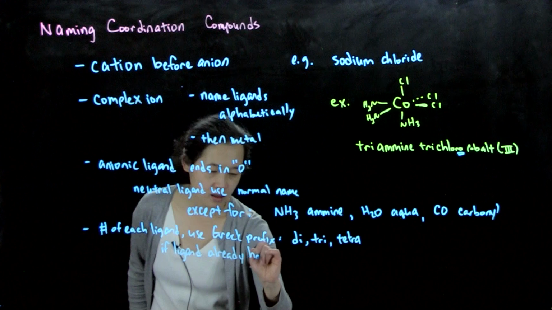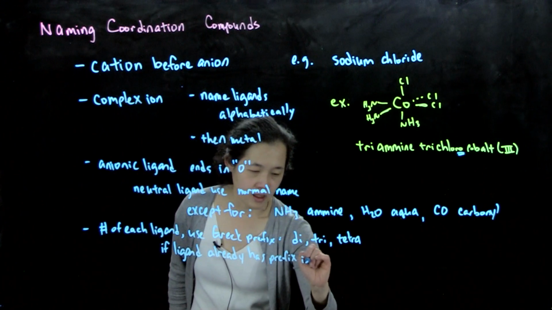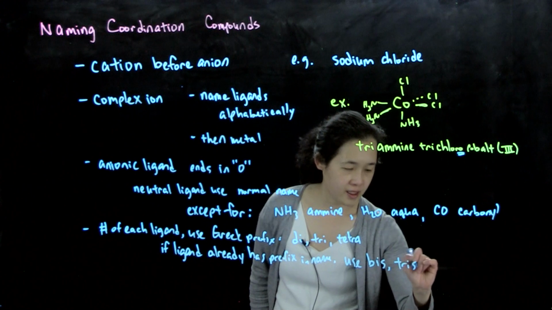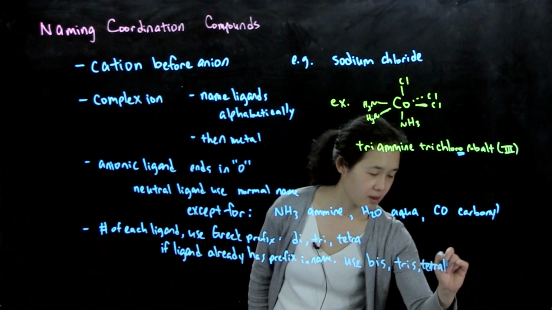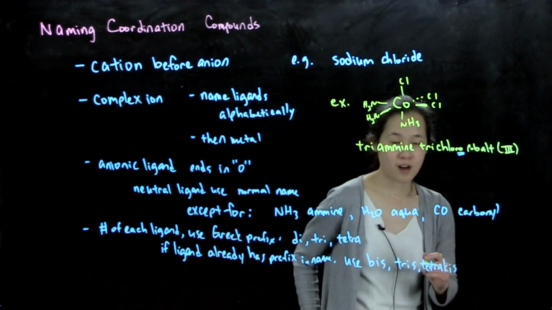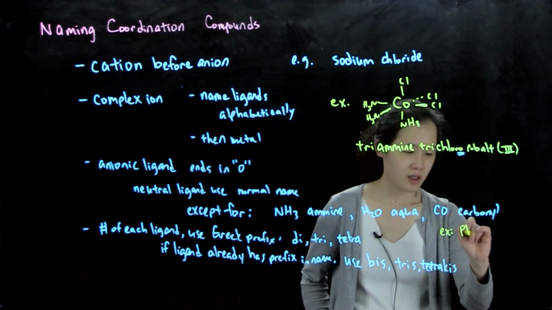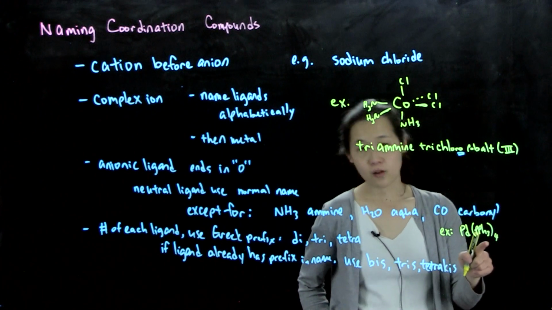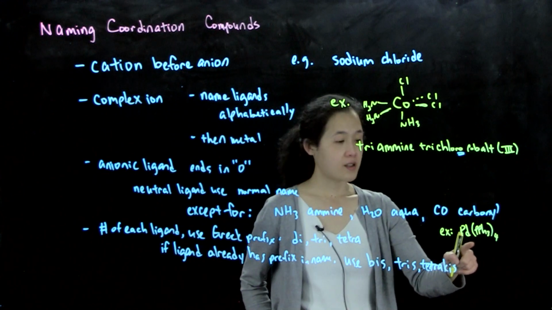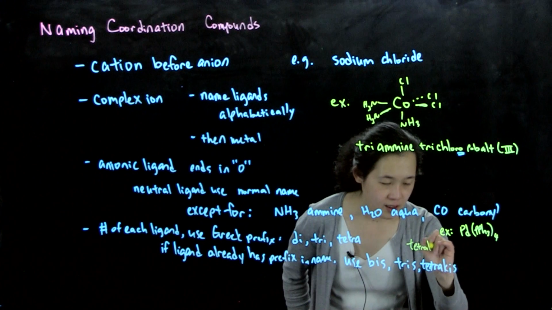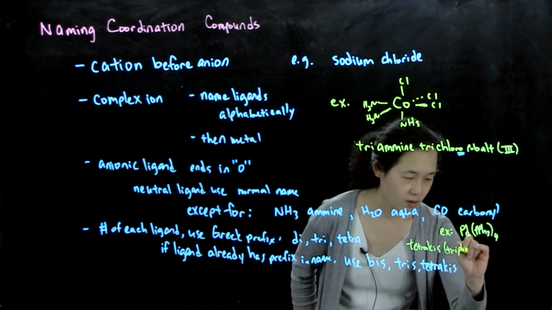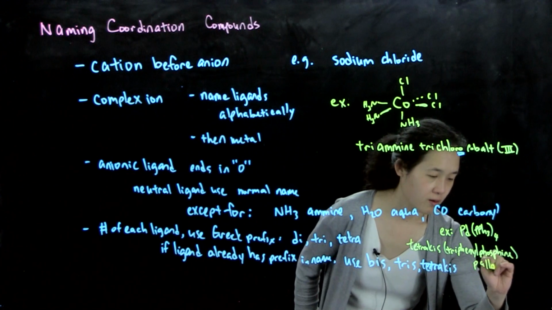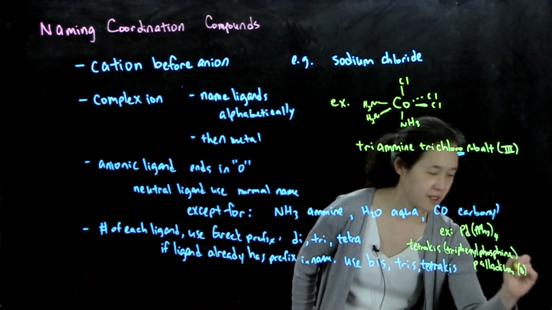There is one exception: if your ligand already has a Greek prefix in its name, use bis, tris, tetrakis. One example here: palladium with 4 triphenylphosphine ligands. Triphenylphosphine already has the prefix tri in the name of the ligand, so therefore this is tetrakis(triphenylphosphine)palladium(0). Oops, that's a 0.